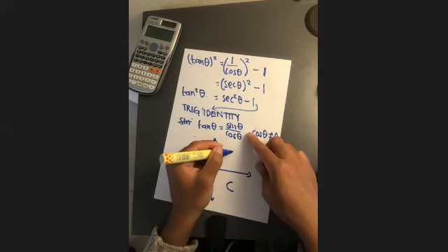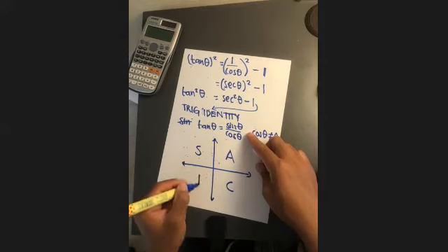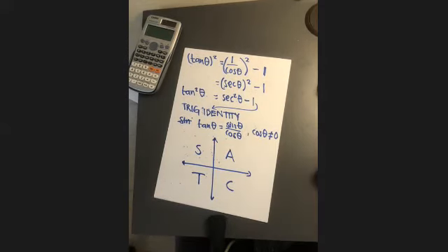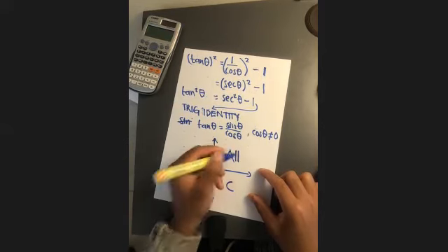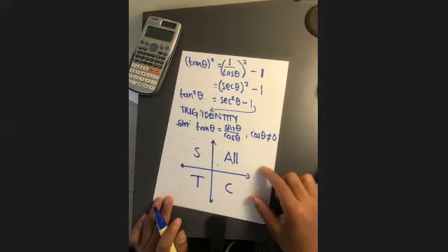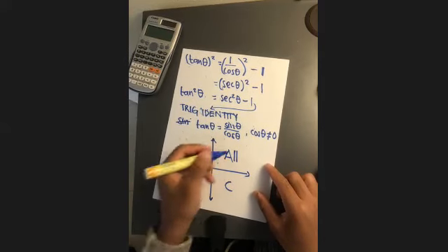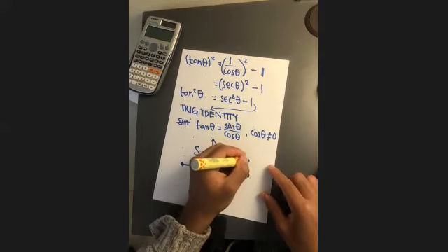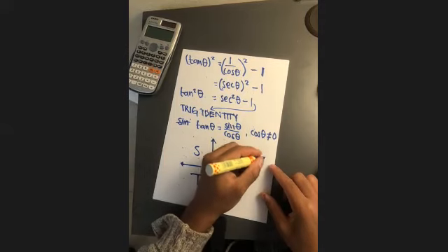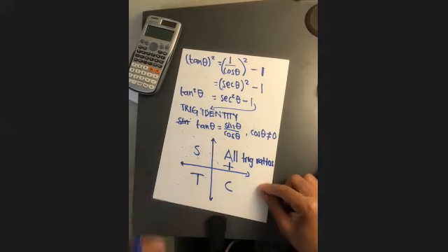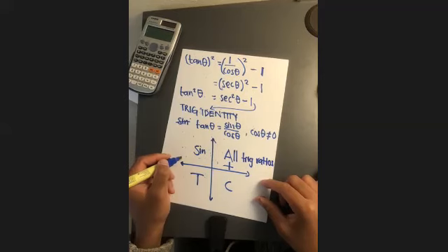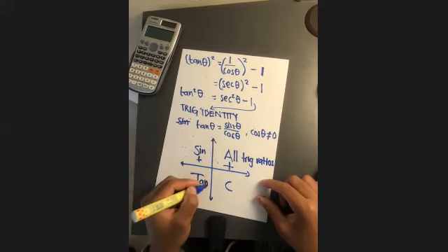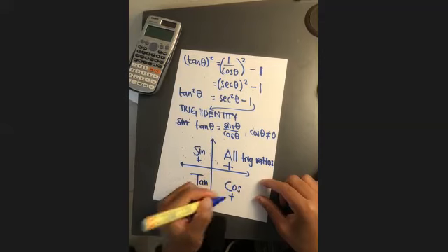So the CAST is basically just an aid to show us where the trigonometric ratios are positive and negative. I'll assume that you all know that it stands for all. So all stands for all trig ratios are positive. I'm just going to put plus here. And then here we know that sine is positive, and then tan is positive, and then cos is also positive.